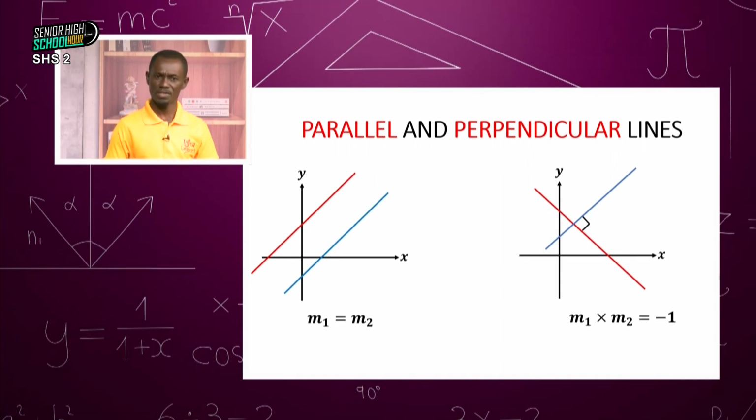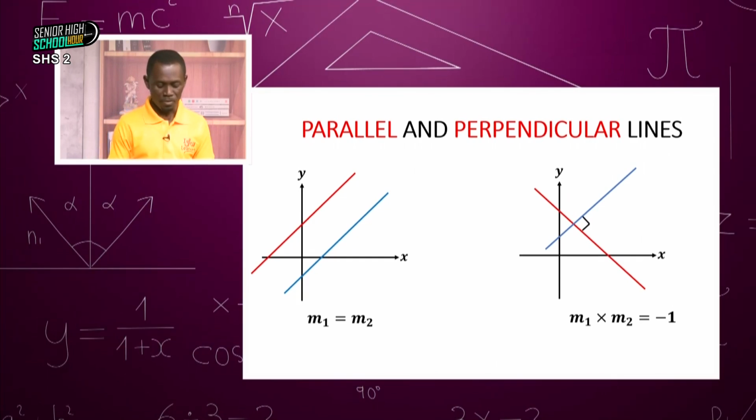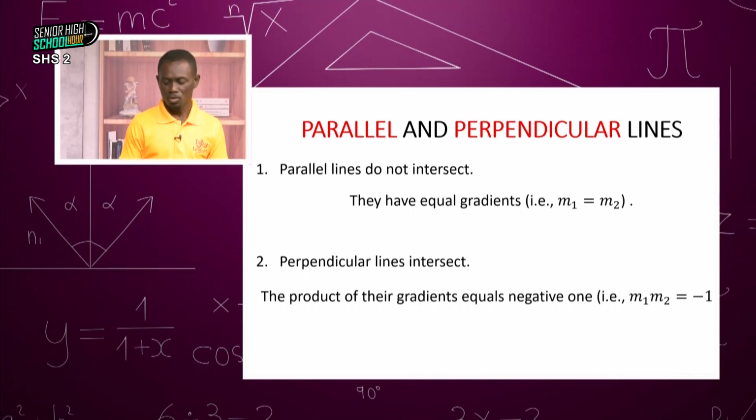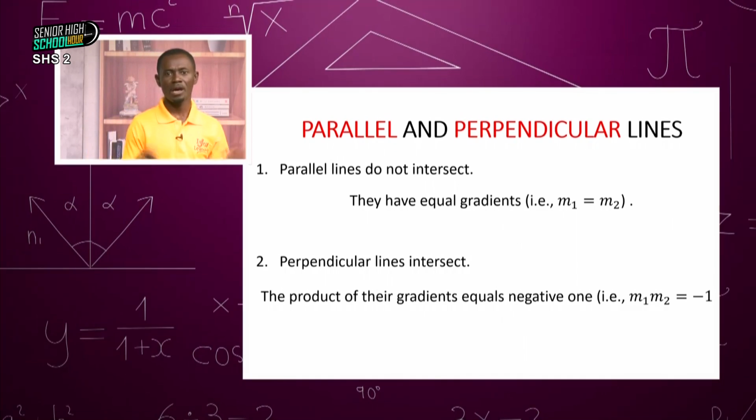Since their product is negative 1, it means you can find one if you know the other. So M1 will be negative 1 divided by M2, and M2 will be negative 1 divided by M1. Either way. So we could investigate this also. So this is just a summary of it. Parallel lines have equal gradients. Perpendicular lines have the product of their gradients equal to negative 1.